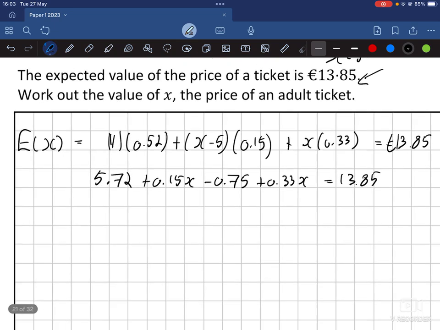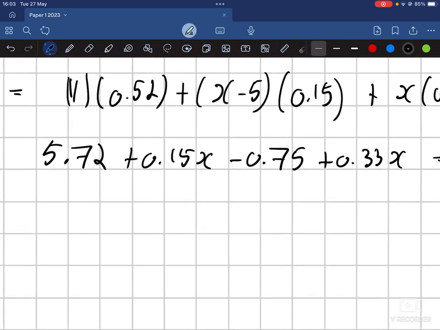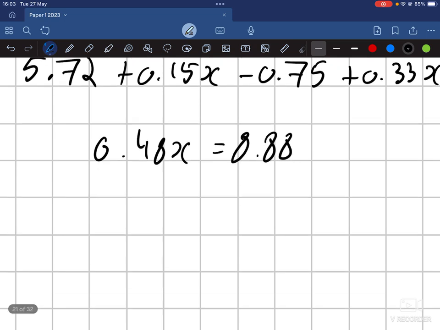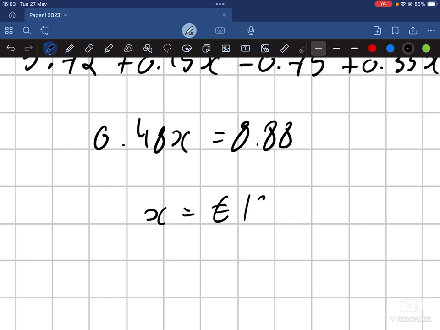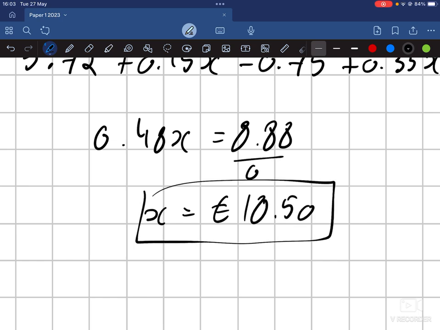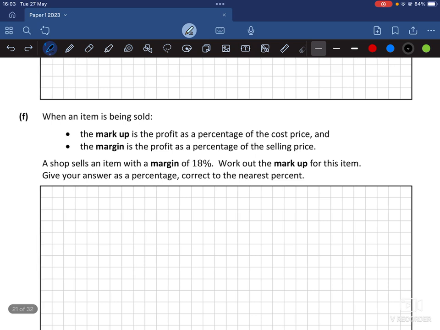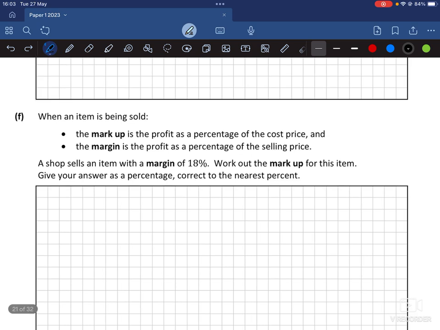Now move the x's to one side and the numbers to another. So on this side we're going to get 0.48x is equal to 8.88. And that gives x is equal to 18.50. So we divide by 0.48 to get that, by the way. So €18.50.